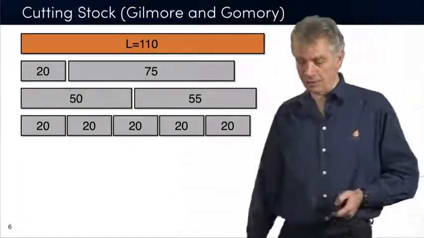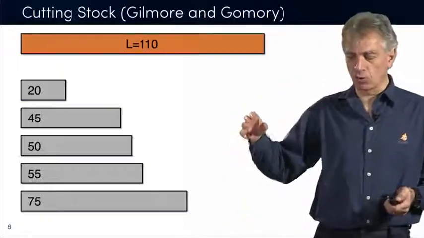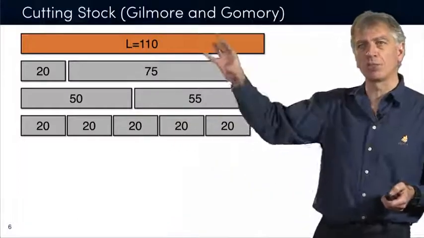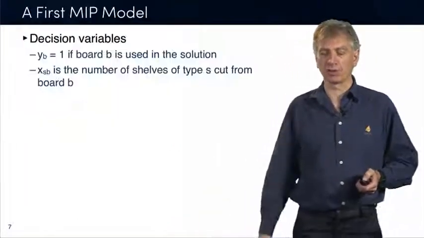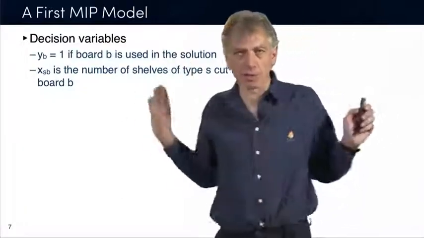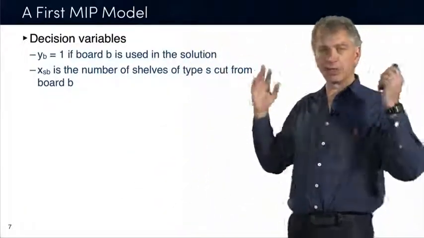And so basically what you want to do is look at the various ways you can cut these boards such that you minimize the number of big boards that you are using. Okay? So this is the first MIP model that I'm going to show you. It's going to be a terrible model, okay? But it's the first model that comes to mind, right?